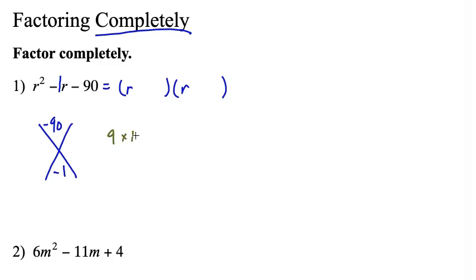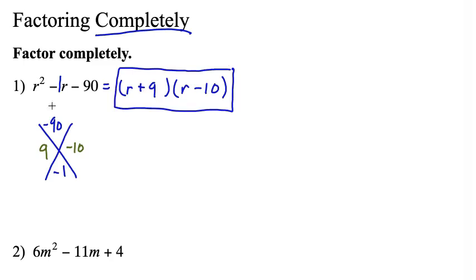Okay, we're thinking 9 times 10 because these have a difference of 1. And let's see, the sum is negative, so the larger number will be negative. 9 times -10 does equal -90, and they do have a sum of -1. So we have 9 and -10, which means our factors are r plus 9 times r minus 10. Notice on this trinomial, the coefficient of the squared term is 1.